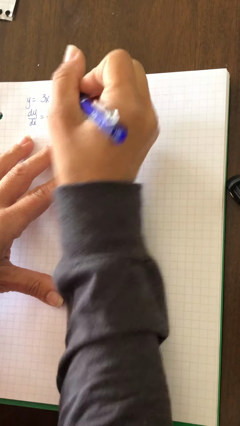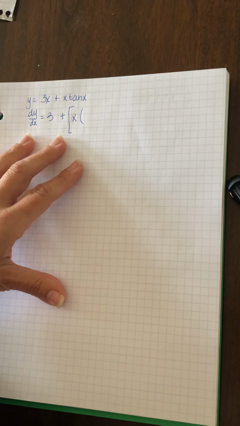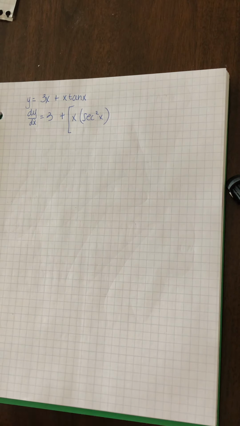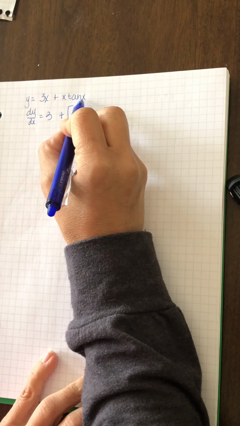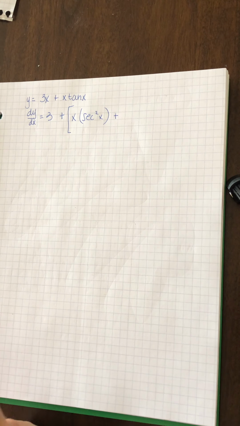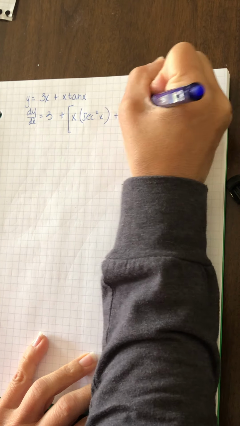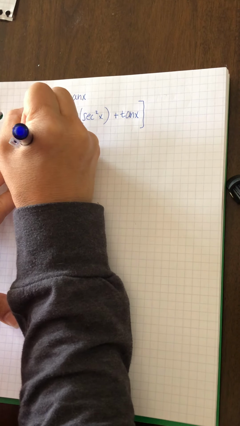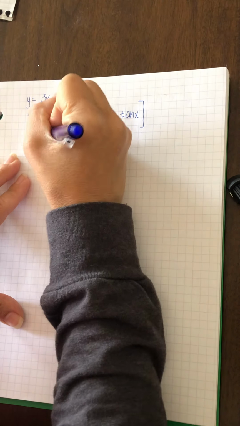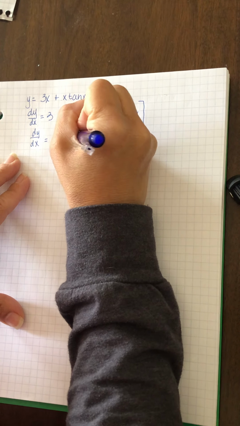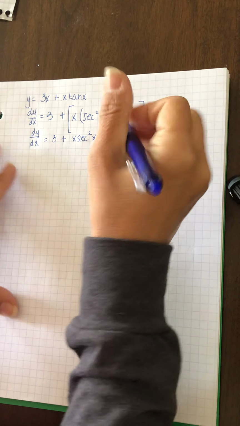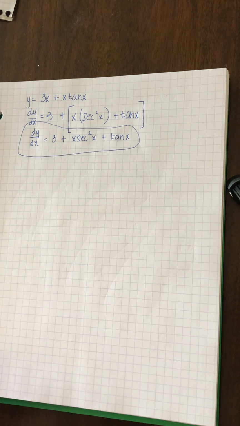So here we go. You have x times the derivative of tangent, which we just did was secant squared x, plus tangent times the derivative of x. So tangent times the derivative of x is just tangent x. I don't know, you don't need these huge brackets. I have no idea why I drew them. So this looks like, this is it. You can't simplify it any further. We are done. So that's 3 plus x secant squared x plus tangent of x. And there you go.